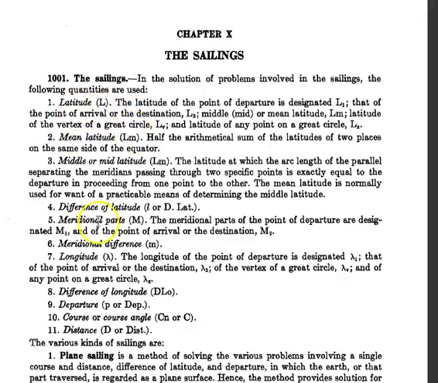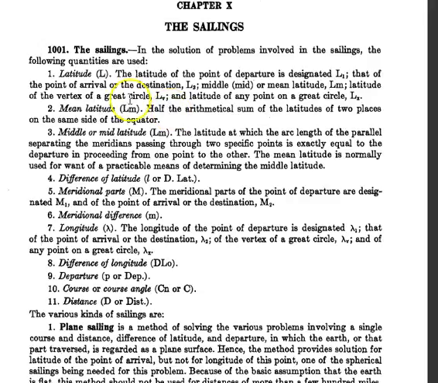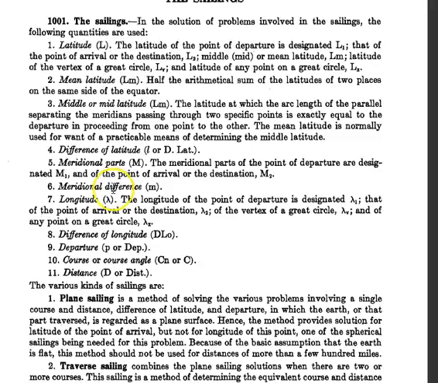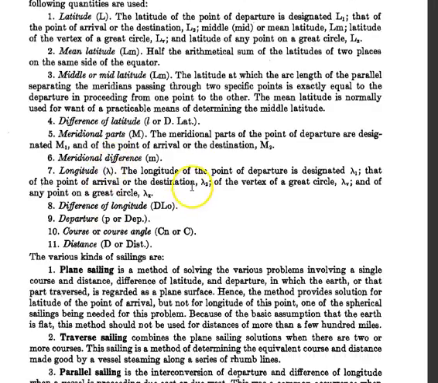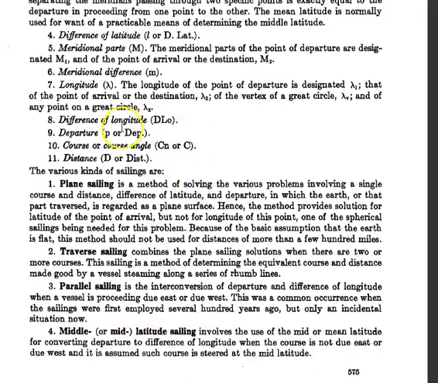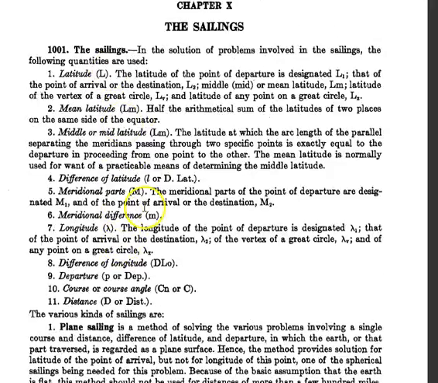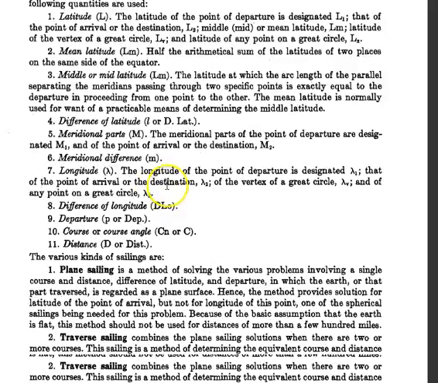And all the terms that you're going to be interested in for the sailings are listed right here on this page. So latitude, mean latitude, mid-latitude, difference of latitude, meridional parts, meridional difference, longitude. And it also goes on to define the sailings. Now, there are definitions right here. I think if you really want to understand the definitions of these various terms, you should go to the glossary in the back of the book. But this is a great page because it has all the terms you need to be familiar with and what their abbreviations are. You can see here on one page. So refer to that.